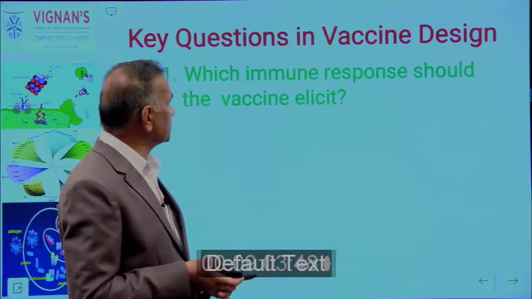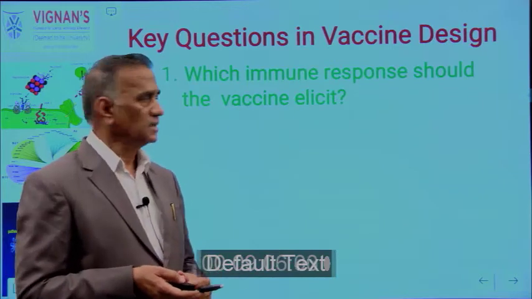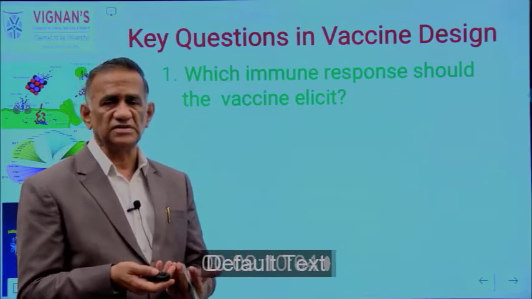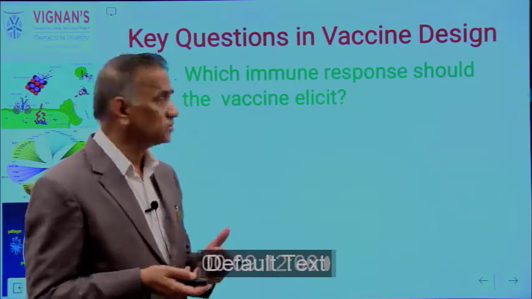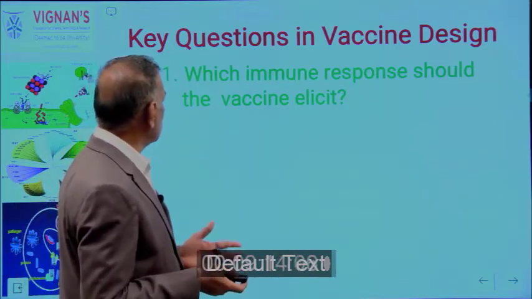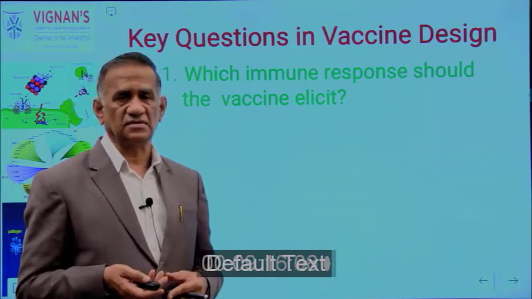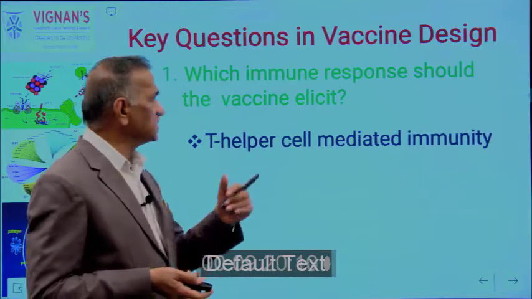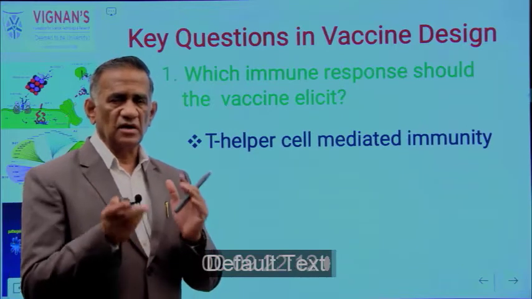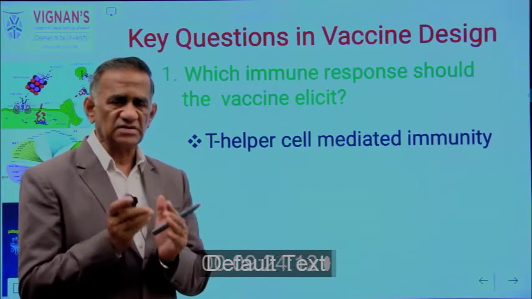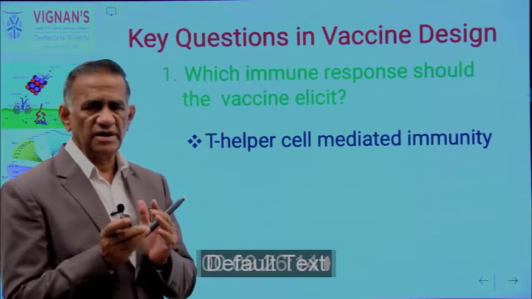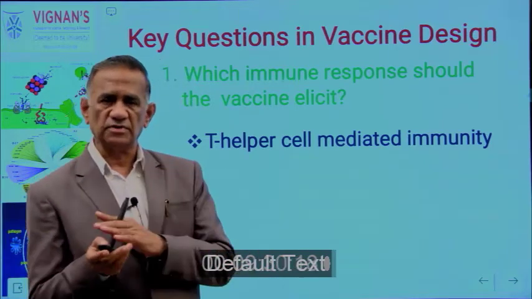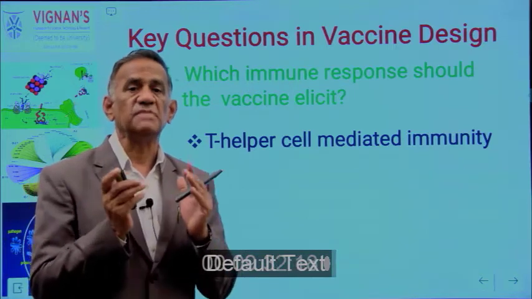Now, key questions in vaccine design. Let us know what is vaccine, what are the questions, which are the immune cells, immune system that are responding to this. So, which immune response should the vaccine elicit? Let us see. T helper cell mediated immunity. That is what we have been speaking. Vaccine has been developed based upon the concept of the adaptive immunity. Innate immunity, adaptive immunity. Adaptive immunity is having the memory.